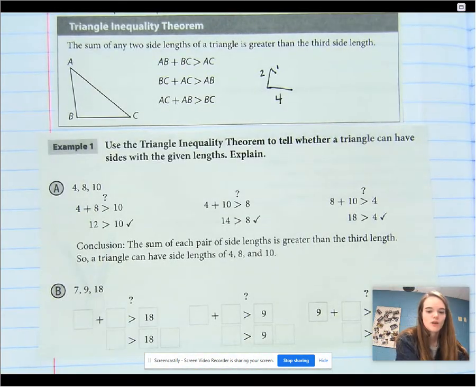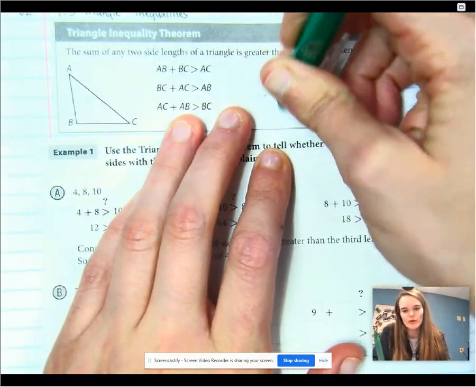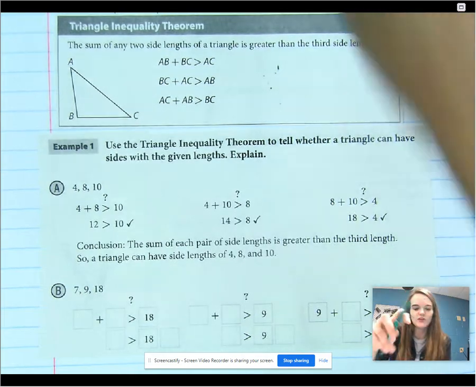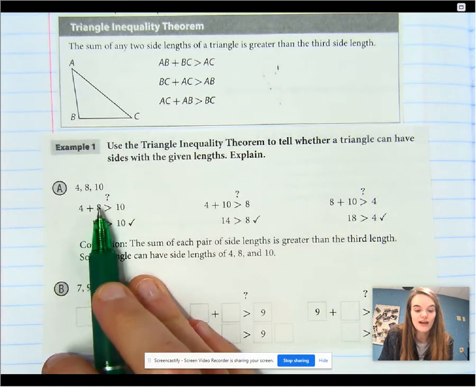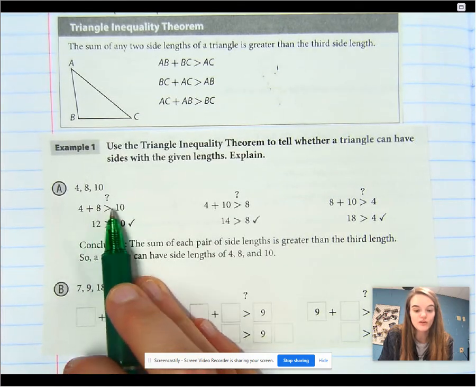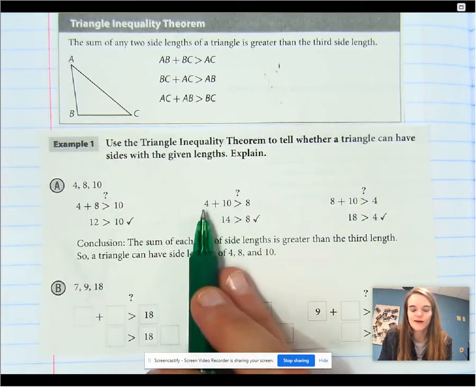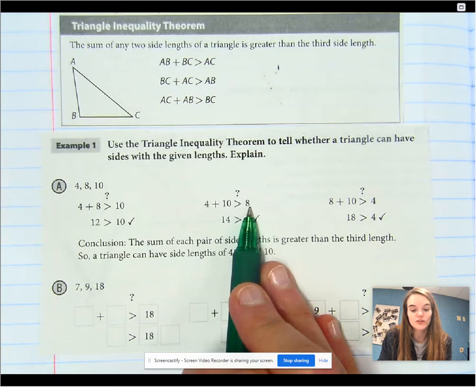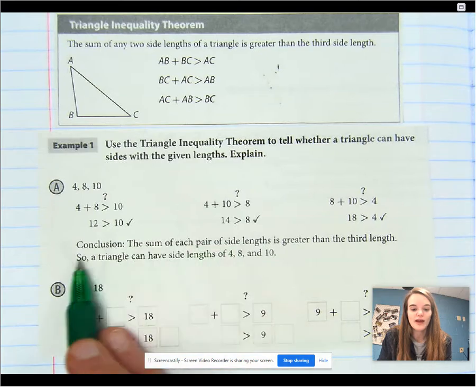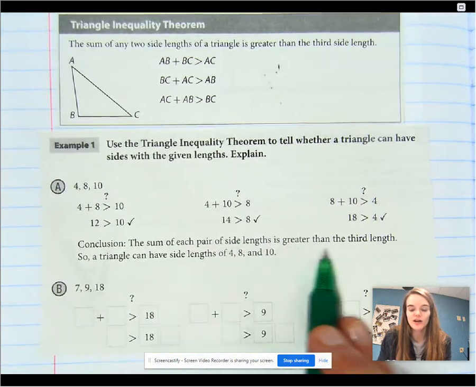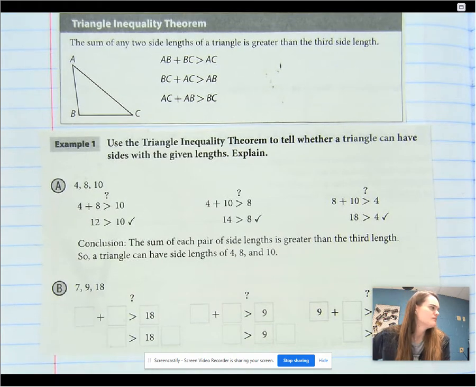So, let's look at the first example. And they've actually done one for us. We're going to have to check to make sure whether they actually add up or not. So, in this first one here, 4, 8, and 10. To find out if they do, we're going to have to add 4 plus 8. Is 4 plus 8 greater than 10? Well, it's 12, so yes, so that side works. Then we go to the next one. What about 4 plus 10? Well, 4 plus 10 is greater than 8, so that's fine. 8 plus 10. Is 8 plus 10 greater than 4? Yes. That means the sum of the pair of the side is greater than the third, so this can be a triangle.